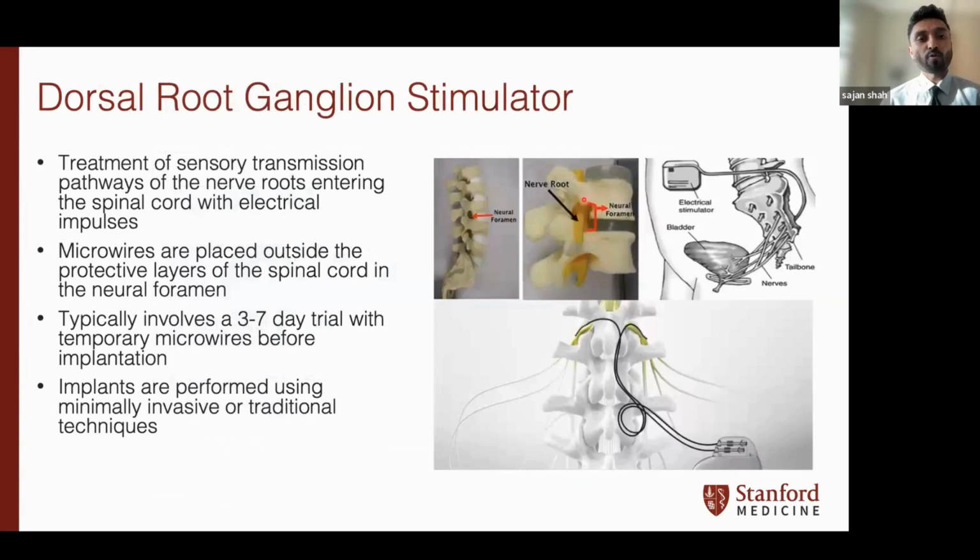There's also dorsal root ganglion stimulator, very similar to spinal cord stimulator, except as you may remember, it's that area right outside the spinal cord that we're targeting. Similarly, we can place microwires there, do a trial, see if it's effective, and if it works, we move on to the implant and place it for pain control.